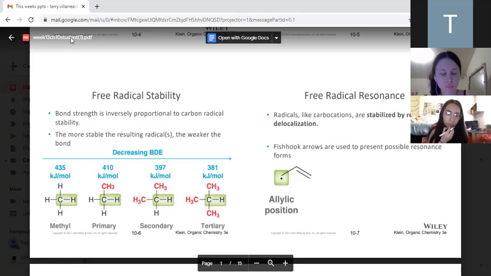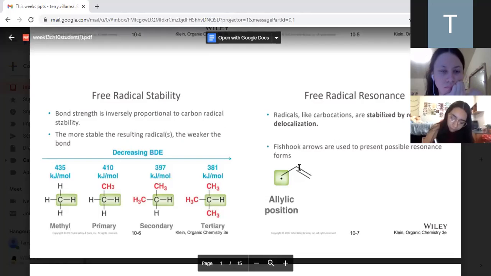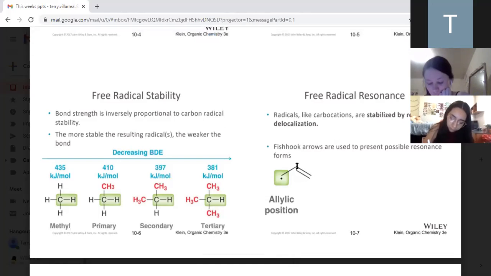Now, just like with our carbocations, we can have this stabilization by resonance. When you have a double bond, this position here is called the allylic position.